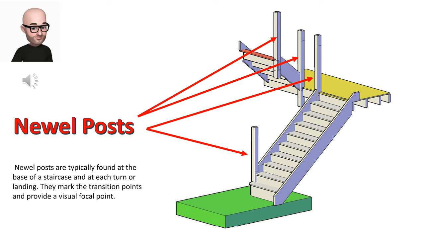Our fourth part is the newel posts. Newel posts are typically found at the base of a staircase and at each turn or landing. They mark the transition points and provide a visual focal point. They are also used to support the handrails to be able to provide a safety barrier from falling off the edge of the staircase.